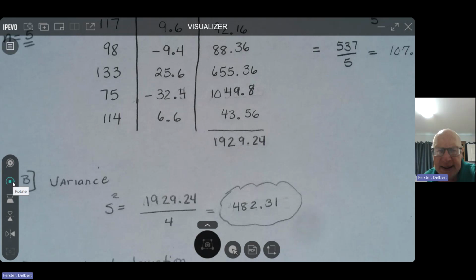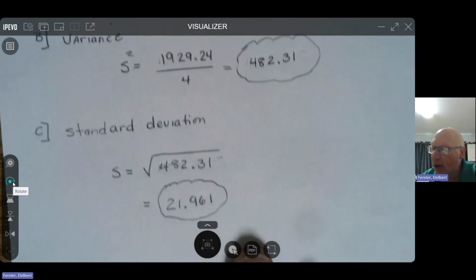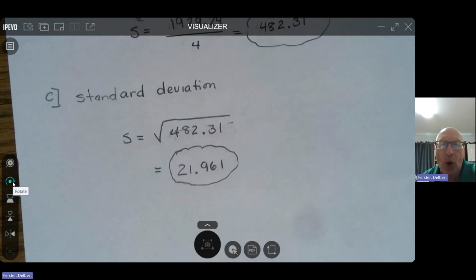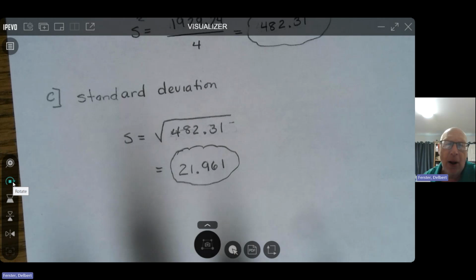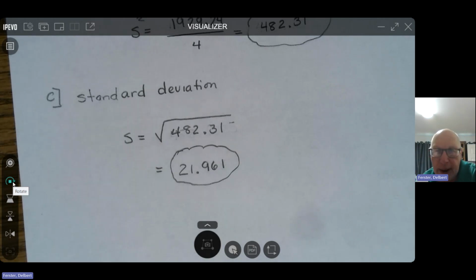The last thing we're asked to calculate on this problem is the standard deviation. That's a measure of the spread. When you're comparing data stacks, if it's got a small standard deviation, then the scores don't spread out much. All right, so all this is the square root of the number we just calculated for part B. So we've got a standard deviation of 21.961. Again, the larger this is, the more data spreads out.